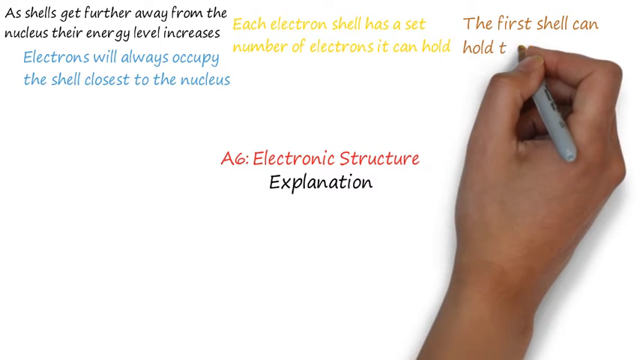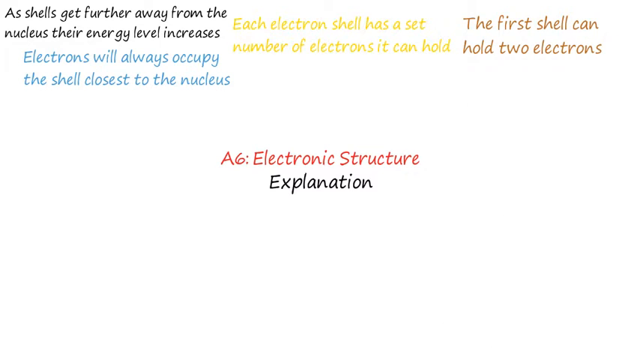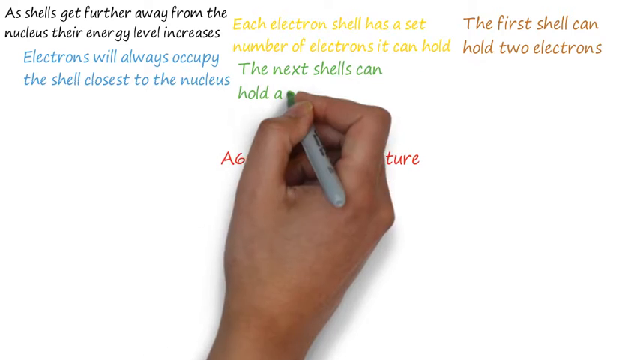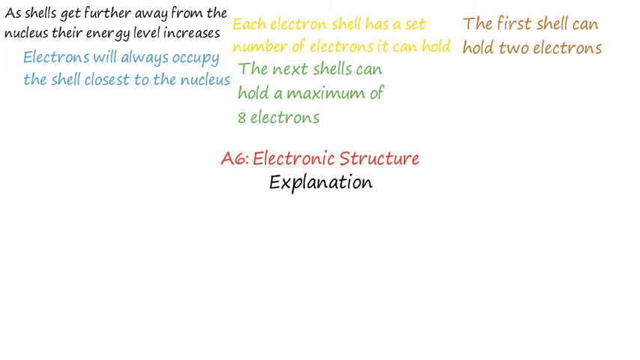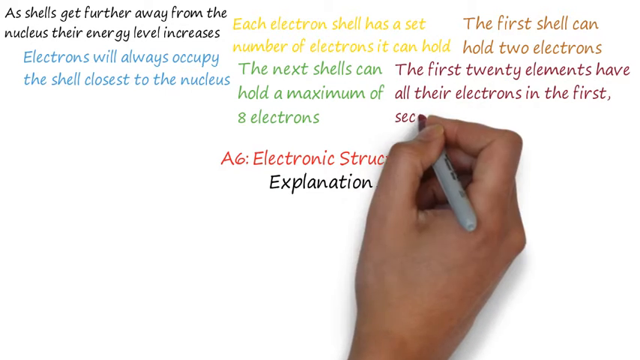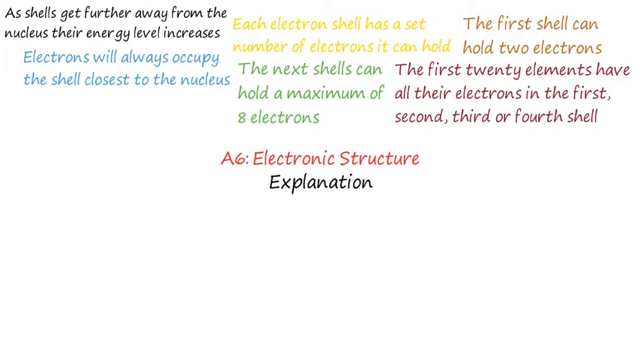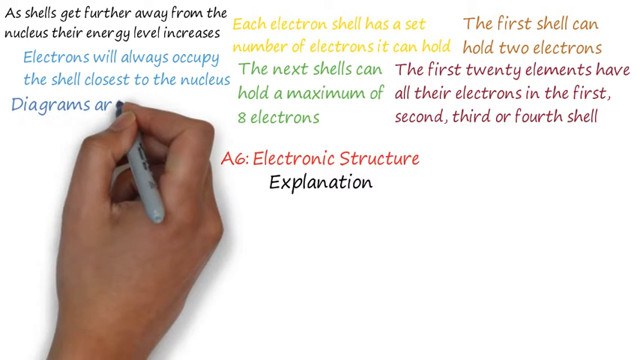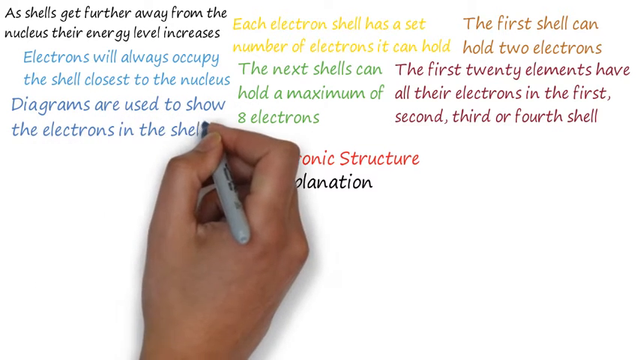Each electron shell has a set number of electrons it can hold. The first shell can only hold up to 2 electrons, and once this shell is full, the second shell will begin to fill. The second shell can hold up to 8 electrons, and once this shell has been filled, the third will begin to fill, again holding up to 8 electrons. The first 20 elements have all the electrons in the first, second, third or fourth shell. During the fourth shell, it gets a bit more complicated.